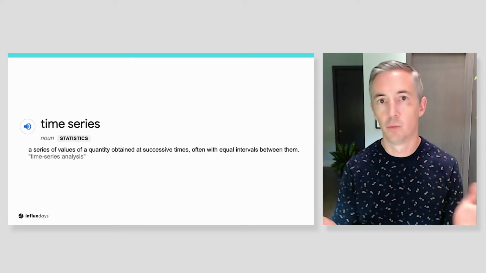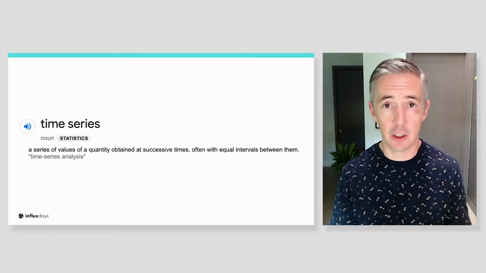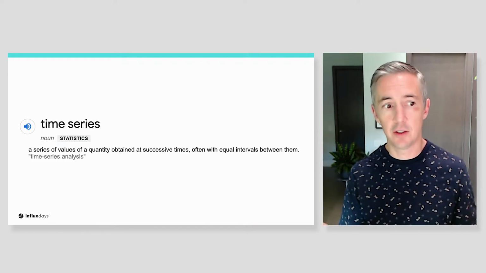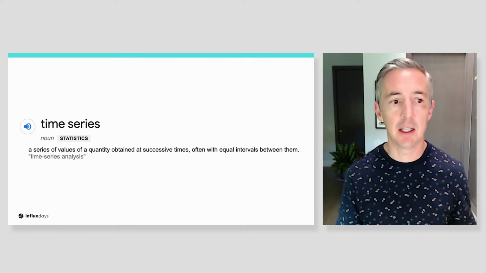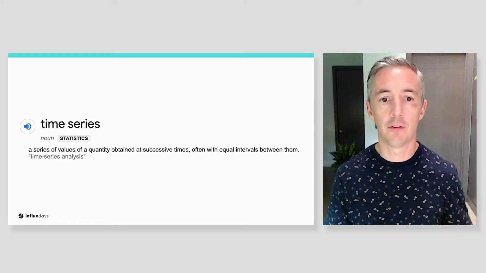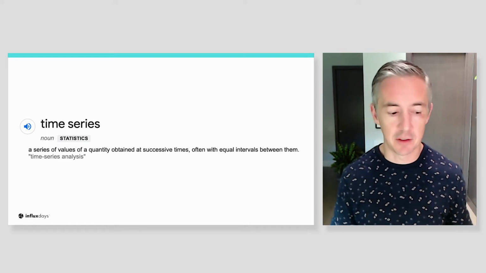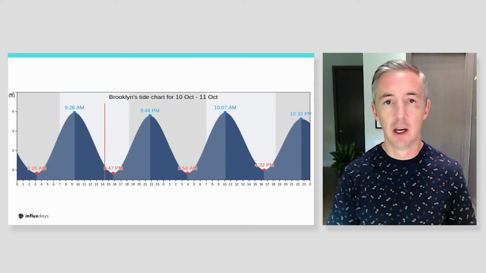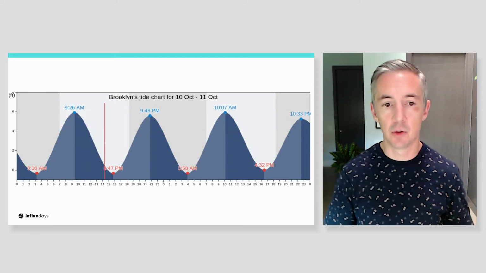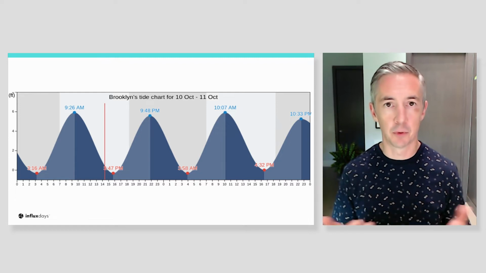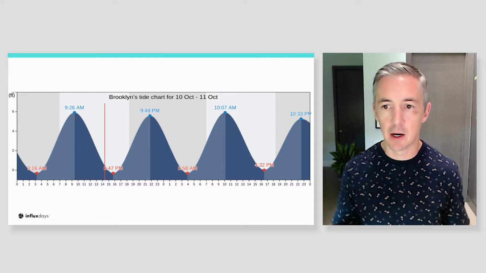So first, what is a time series? This is the definition from Wikipedia. It's a series of values of a quantity obtained at successive times, often with equal intervals in between them. And Wikipedia even gave some examples. So the first would be measurements of tide levels in the ocean. So here we have tide levels for Brooklyn, where I am, by the hour.